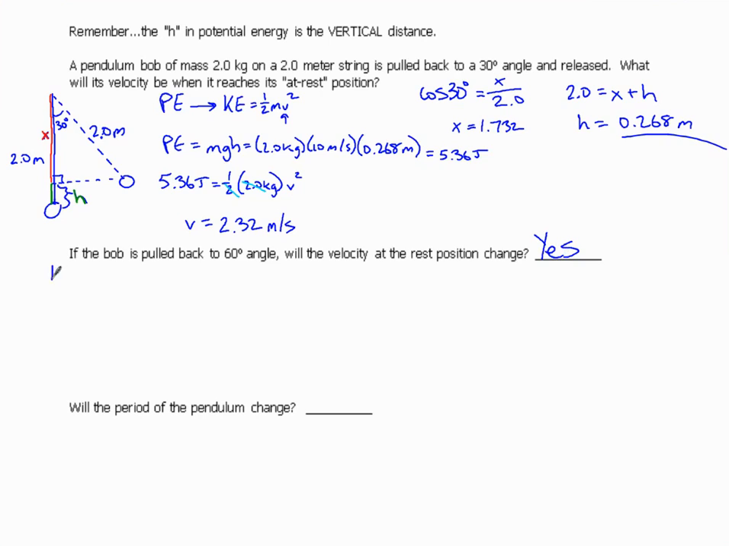Let's draw a picture. It's the pendulum bob, 2 meters. This time we're going to pull it back to 60 degrees. The string is still 2 meters. This is its new height. It has a lot greater height in this one. Yes, we doubled the angle, but the height is much bigger. And then this side is X. So we have a triangle here. We know the hypotenuse. We can find X.